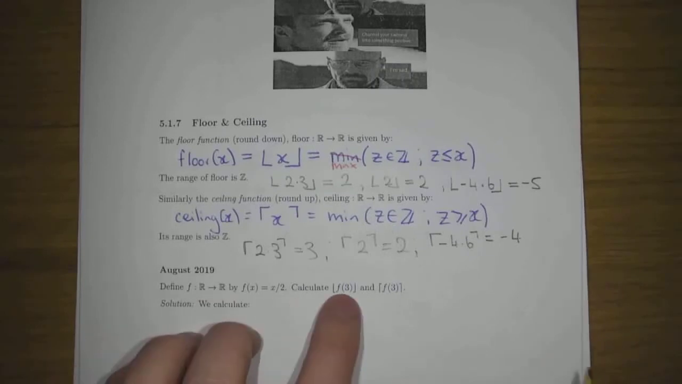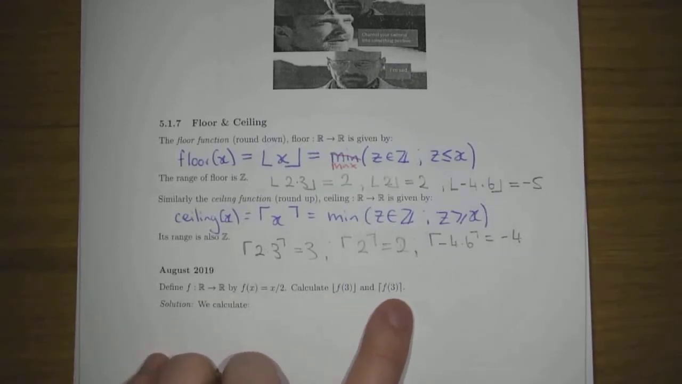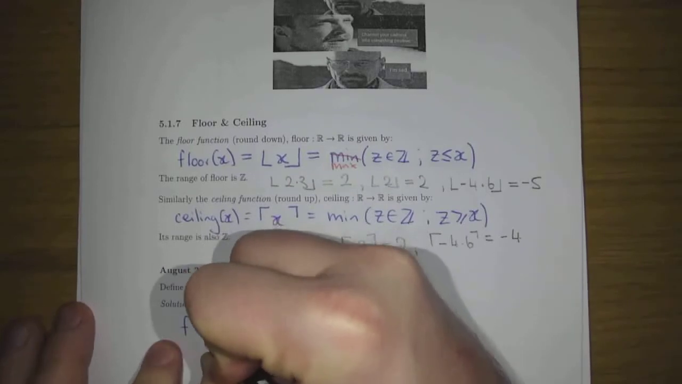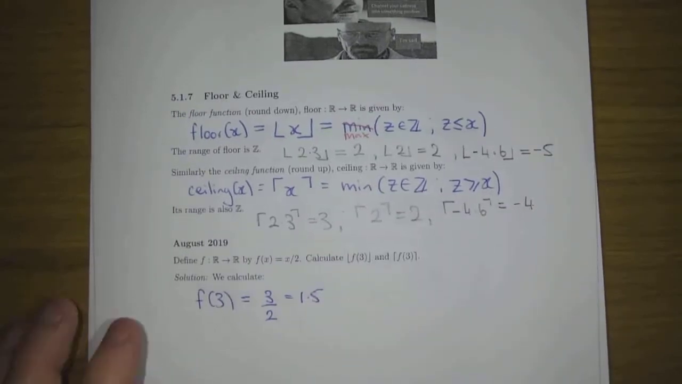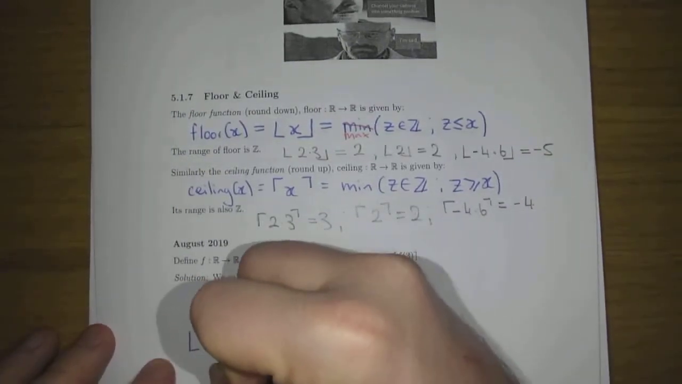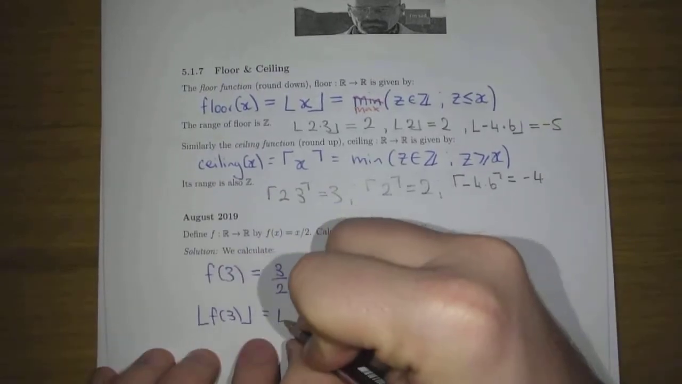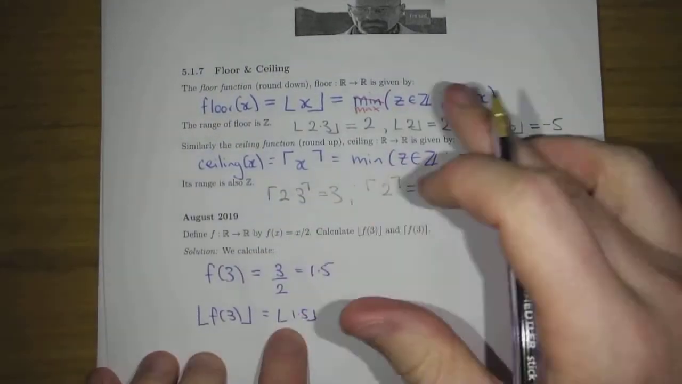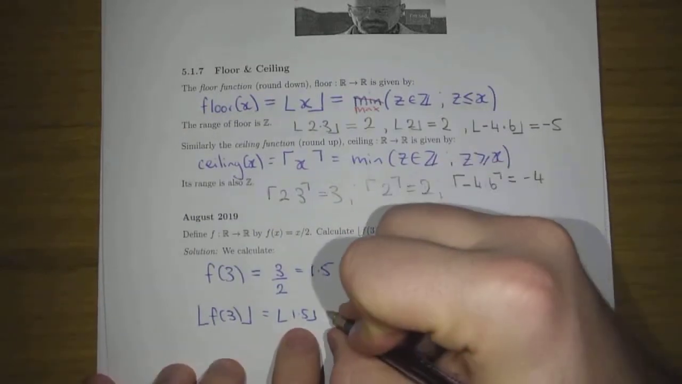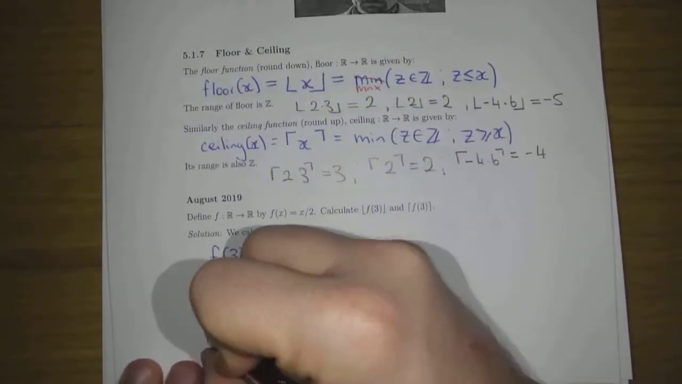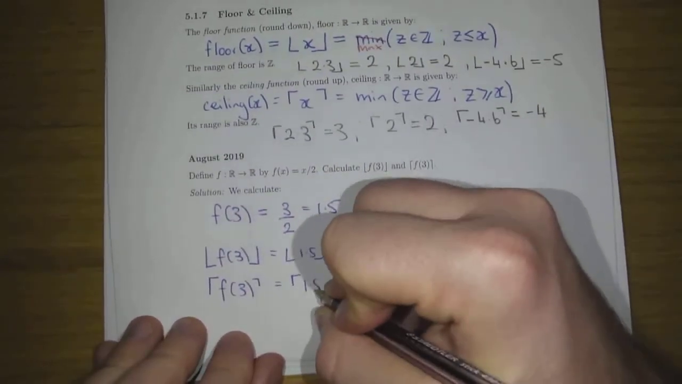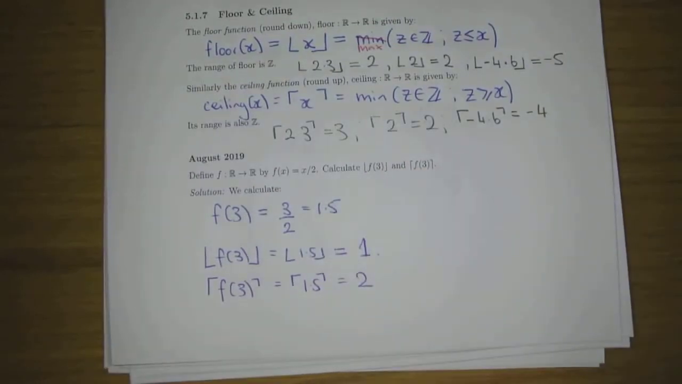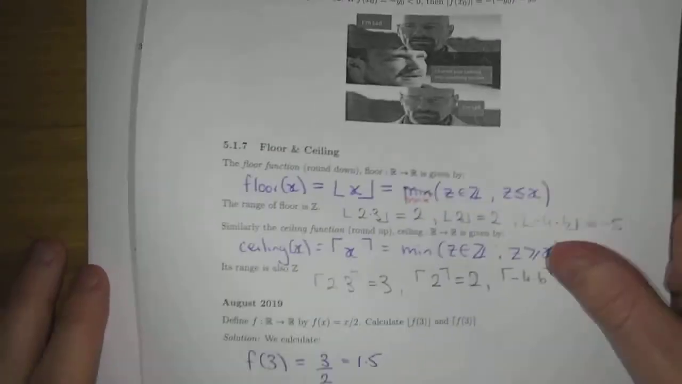So calculate the floor of f of 3 and the ceiling of f of 3. So f of 3 here is equal to 3 over 2, which in decimal notation is 1.5. So the floor of this is equal to the floor of 1.5. Floor just means round down. We won't talk about maxes or mins. So it just means round down, 1. And what is the ceiling of f of 3? Well, that is the ceiling of 1.5, which just means round up. But you don't round up 2 to 3, you round up 2 to 2. Okay, so they're floor and ceiling.